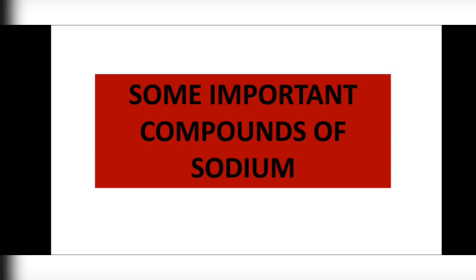So in the last class we had discussed the first group elements, that is alkali metals, their electron configuration, atomic and ionic radii, then ionization enthalpy, hydration enthalpy, physical properties, chemical properties, etc., isn't it? Then the anomalous properties of lithium, all those things. So today in this video we'll discuss some important compounds of sodium. Okay, we'll discuss some of the industrially important compounds of sodium.